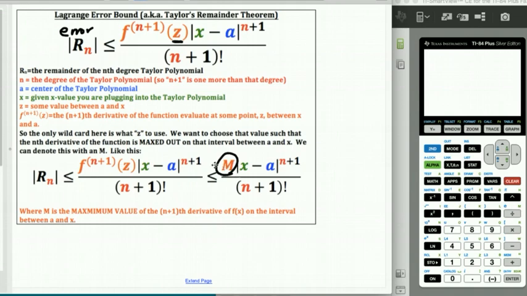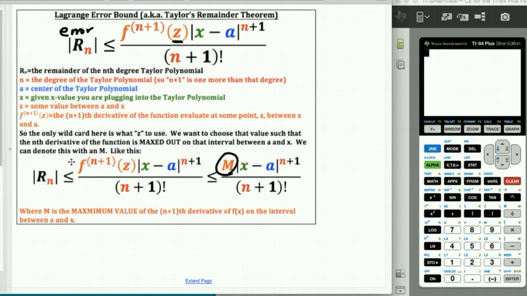We don't really care what the z value is. We just care that we pick the largest value of that n plus 1 derivative on the given interval. And we're going to walk through this. It's not as bad as it seems, I promise. But that's going to be the tricky part, is that we want to max out this n plus 1th derivative on the interval that we're given.